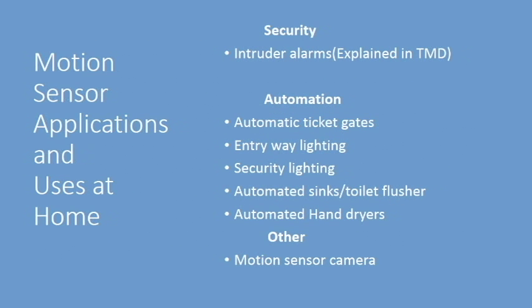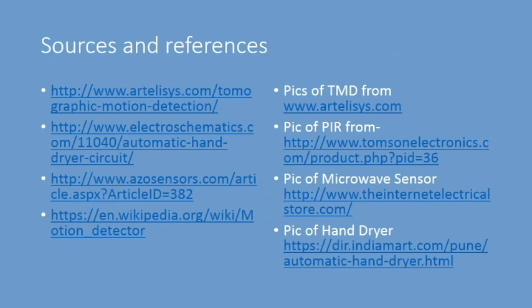Motion sensor applications and uses at home. Security. Intruder alarms explained in TMD. Automation. Automatic ticket gates, entryway lighting, security lighting, automatic sinks, toilet flushers, automated hand dryers. Others, motion sensor camera. And this is the end.